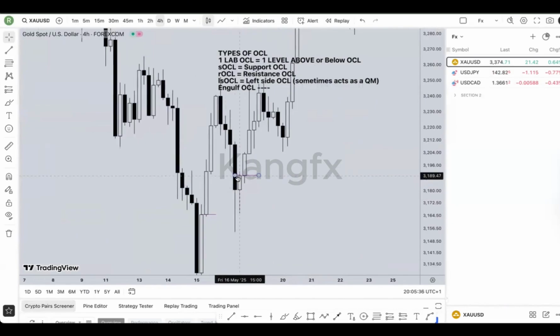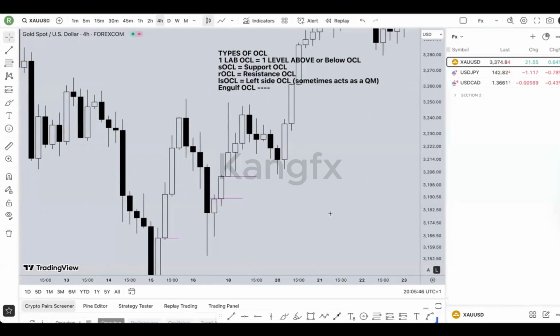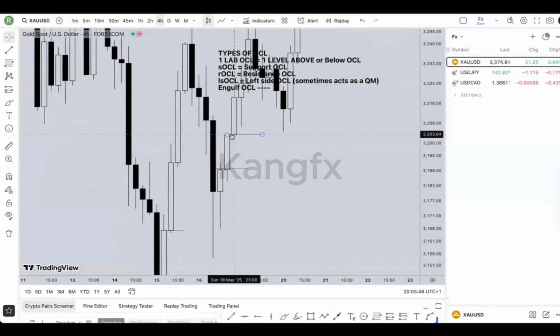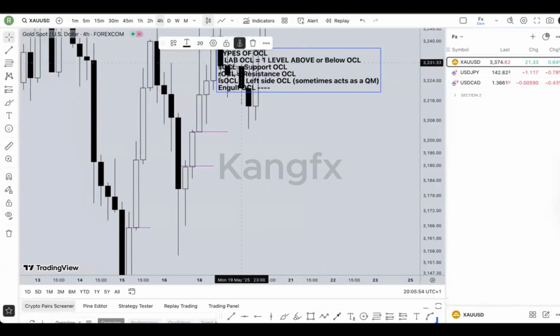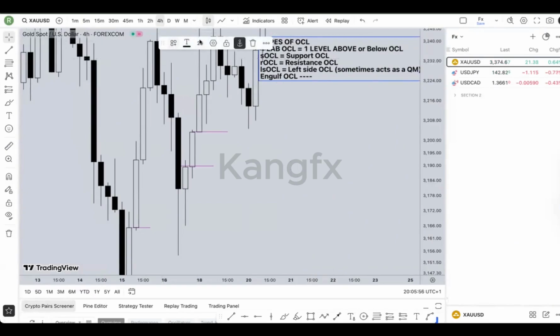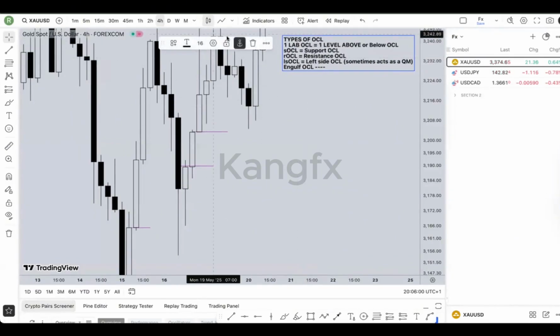Now, let's see those places we mark our support OCL. Now, when we mark it, this is our support OCL, right? If I check above, you have another OCL here. You have another OCL here. If I want to go one step down, one step down, one step down, what we are doing now is one lap OCL. It's a very important concept, one lap OCL.